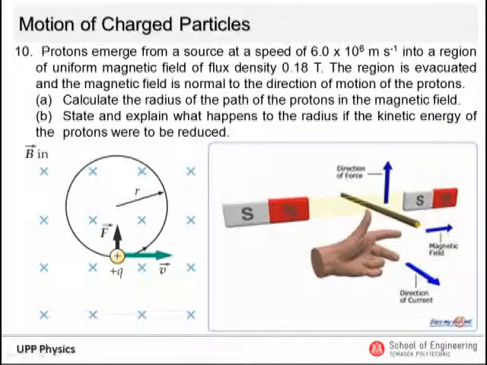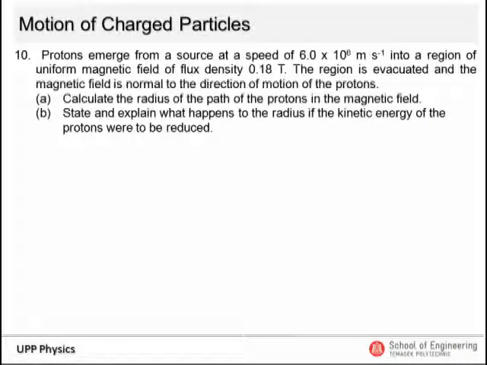Now that we have understood how the protons move in this region of uniform magnetic field, let's proceed to solve part A of the question. Now, we already know there is a magnetic force, represented by F subscript B, which provides the centripetal force for circular motion. So F_B is equal to F_C, where F_C is the centripetal force.